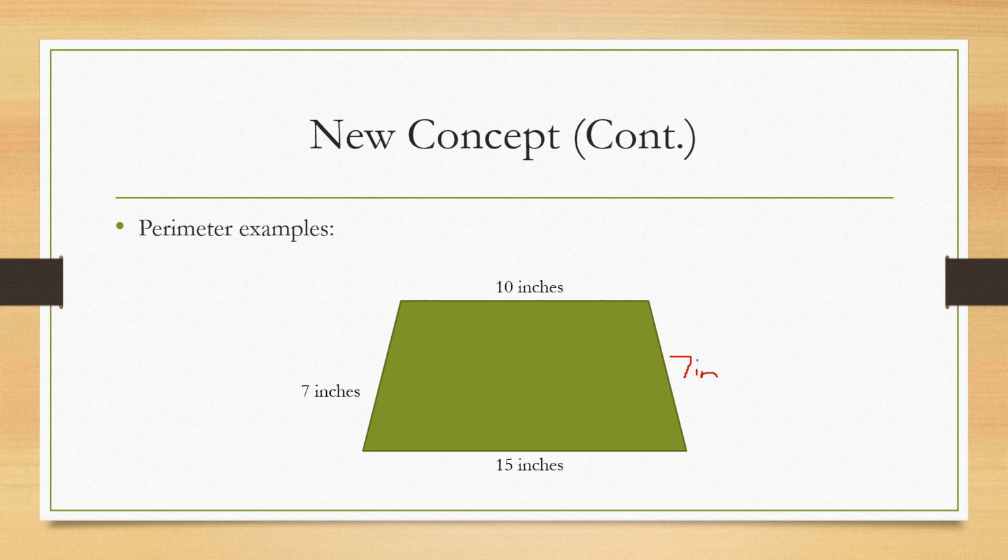So for this one we would do 7 plus 7 is 14. Then I could add my 15, that would be 29. And then I'd add my 10, which would be 39. So the perimeter of this shape would be 39 inches.